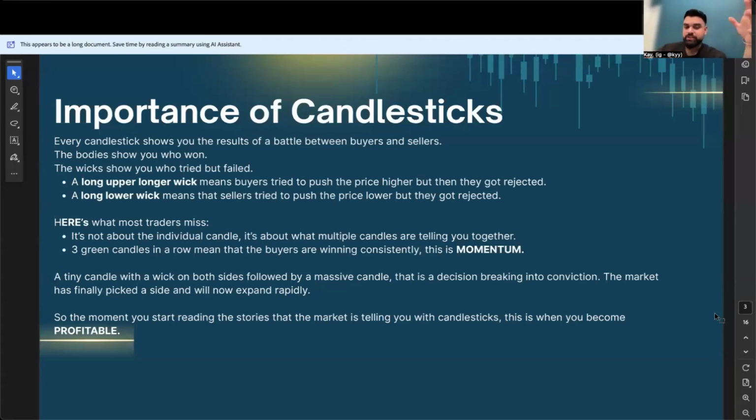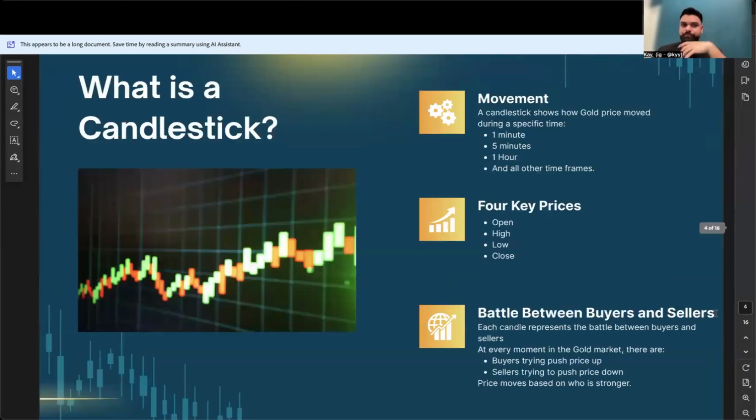So the moment you start reading the stories that the market is telling you, which candlestick, this is when you become profitable. Okay, when you start understanding the candles and the volatility of the candles and the area where it's heading, what it's doing, that's when you start seeing the profits that you want to see.